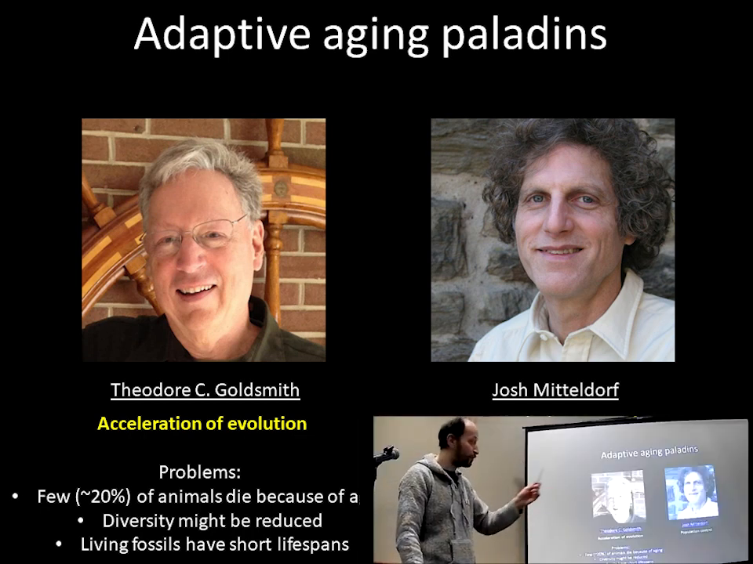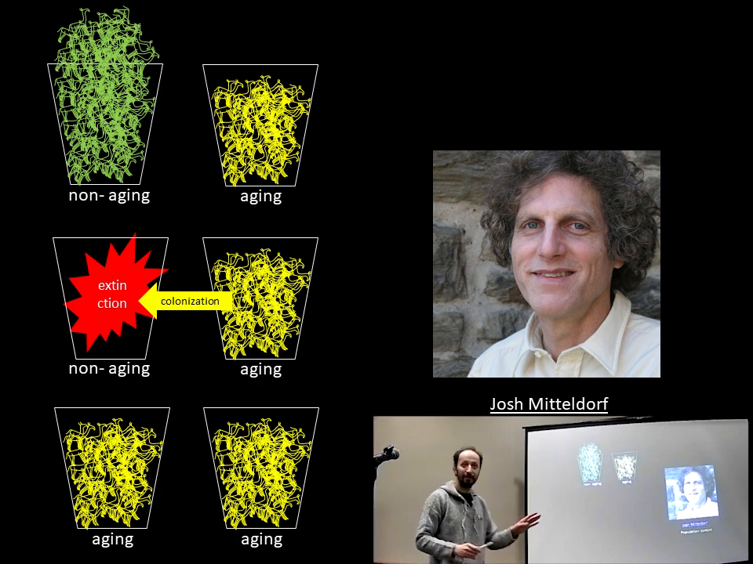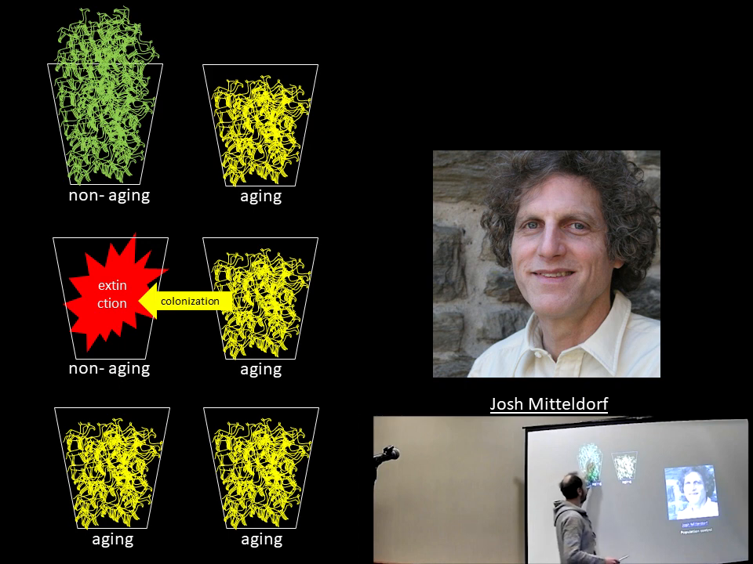Josh Mitteldorf, who gave a talk at the last conference, has a model, and David asked me to discuss it. I also don't believe it. Frankly speaking, the idea is that we compete aging and non-aging variants. If we mix aging and non-aging in one compartment, non-aging always wins. It lives longer, replicates better, and displaces everyone. So Josh's model requires their separation into two compartments. If one animal from here gets here, then they take over.